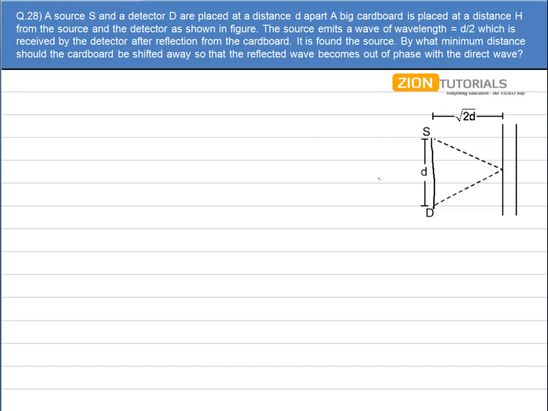So first of all, what I'll do is I'll calculate the path difference, and that has to be equal to n lambda. Fine. This distance is d/2 and this distance is given as root 2d. So let this point be O. So the value of SO will be equal to under root of (d/2) whole square plus (root 2d) whole square, and the path difference will be given by 2 times SO minus SD.